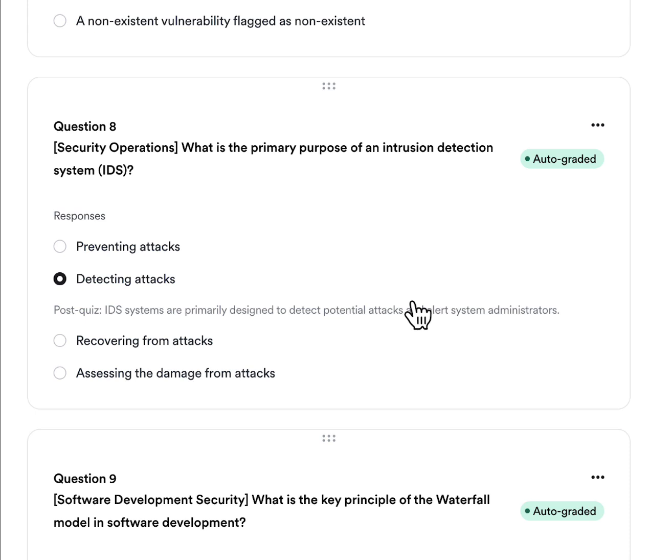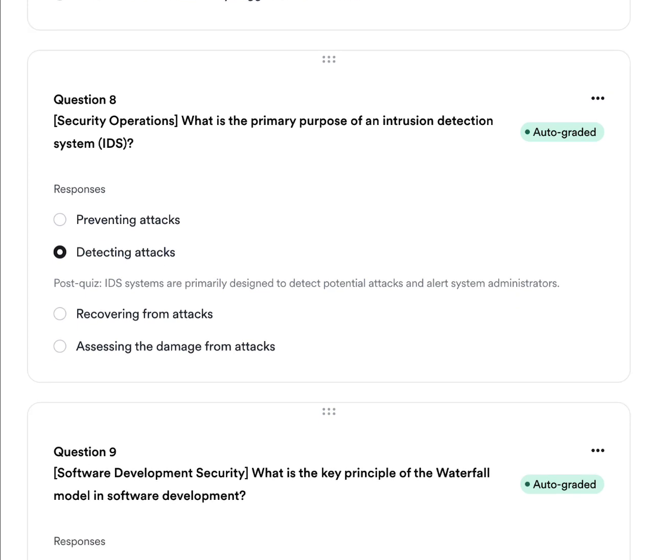So what is the primary purpose of an intrusion detection system? And it is B. It's B, detecting an attack, right? IDS systems are primarily designed to detect potential attacks and alert folks of what's going on. That's the ultimate purpose of them.